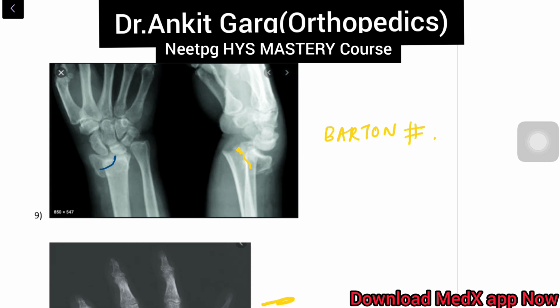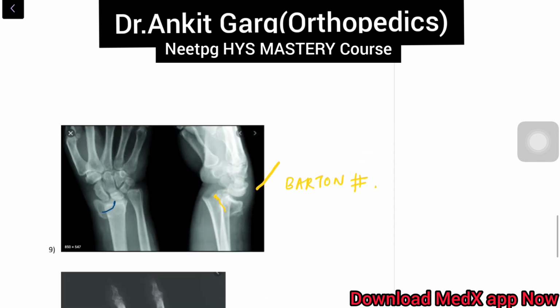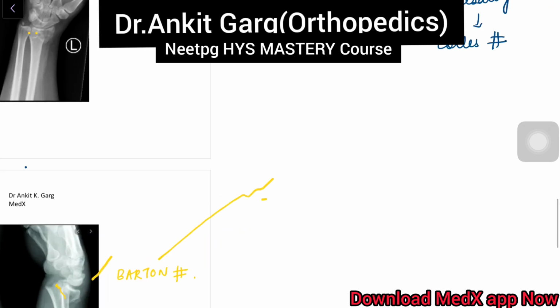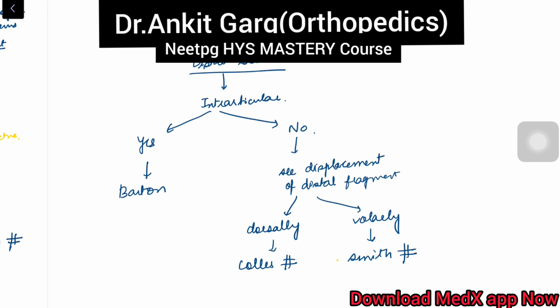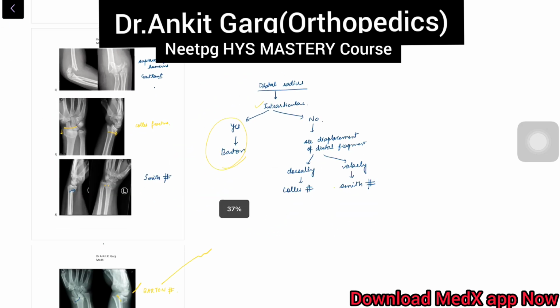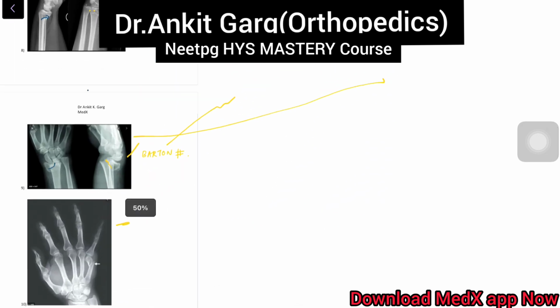So when you see all this, and when you realize what is going on, it's very easy. First of all, find out whether any intra-articular component is there in the distal radius or not. Once you get that it's an intra-articular component, go straight, it's a Barton fracture, matter finished. If it is not there, you have to look whether there is a displacement of the fragment or not, and then whether it is dorsally displaced or volarly displaced. And then you can find out.